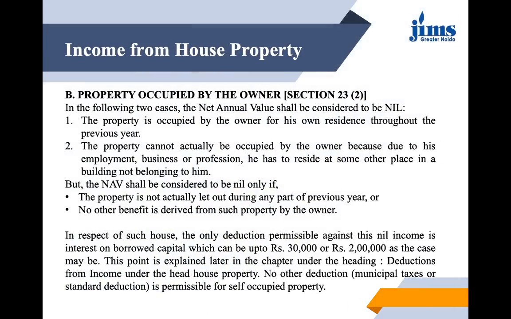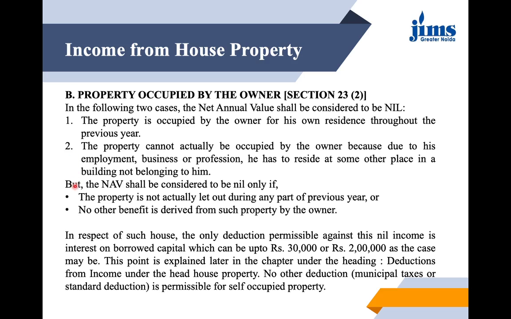Let us see the second case in continuation from the previous video lecture. There we studied section 23 subsection 1, and now we will study section 23 subsection 2, that is, property occupied by the owner. In these two cases, the NAV shall be considered to be nil when the property is occupied by the owner himself for his own residential purpose throughout the previous year, or if the property actually cannot be occupied by the owner because, due to his employment, business or profession, he is residing in some other city or place in a building which does not belong to him.